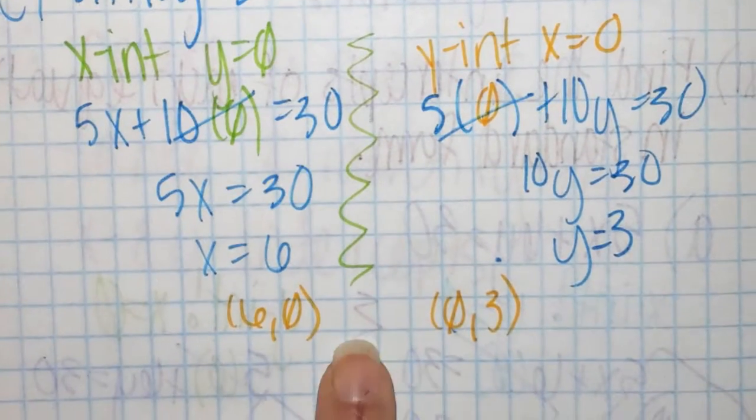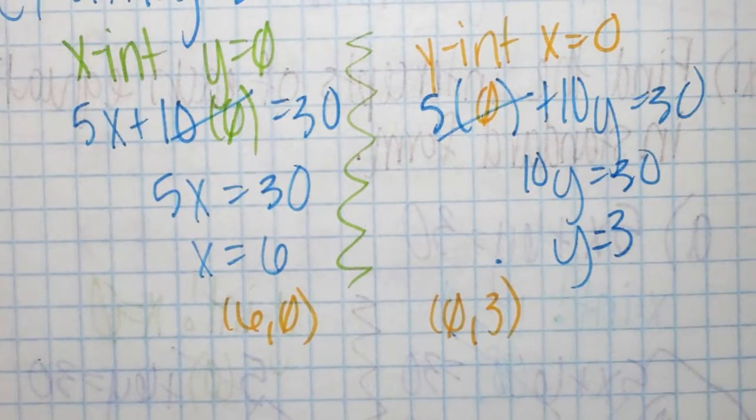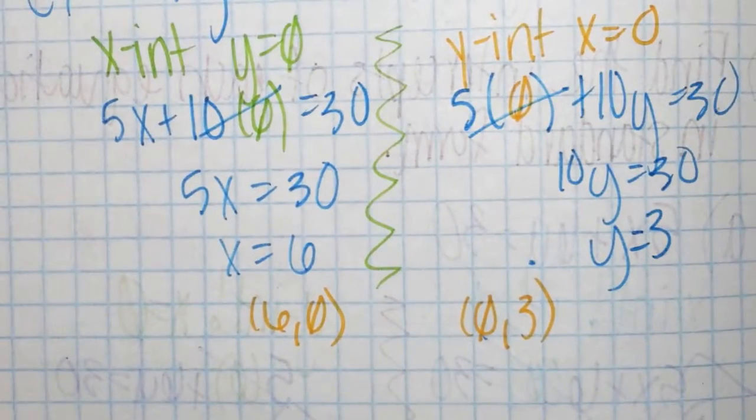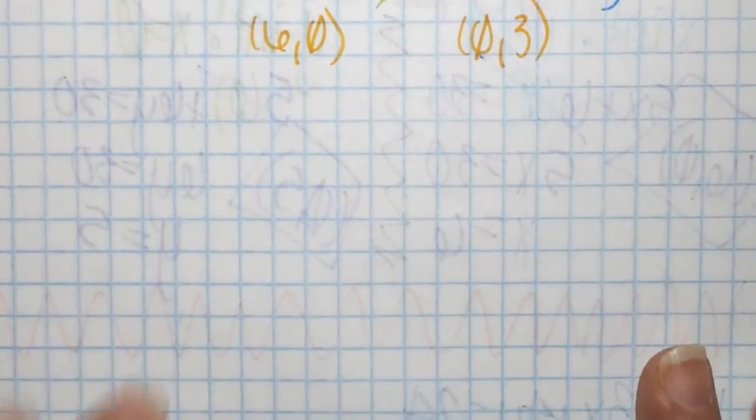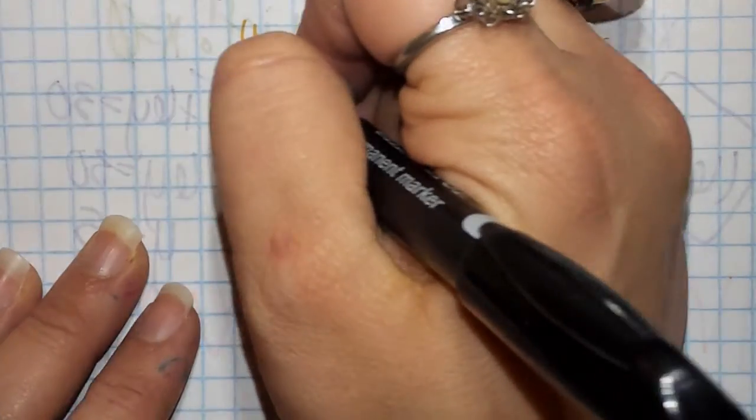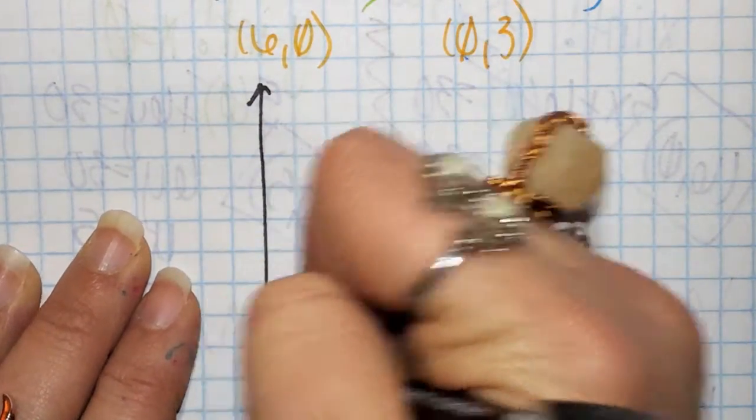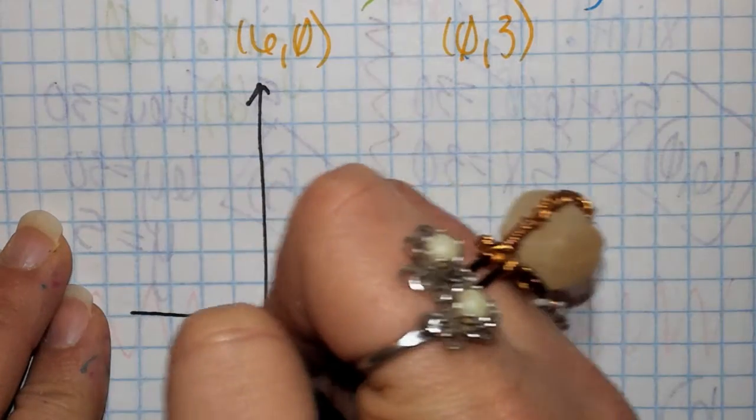Wait, let's graph this. Before we go any further, let's graph, because you're going to have to graph tonight for homework. So, everybody, please draw a graph. Draw an x and y axis.